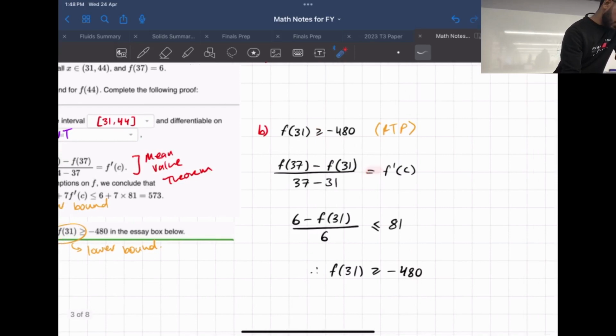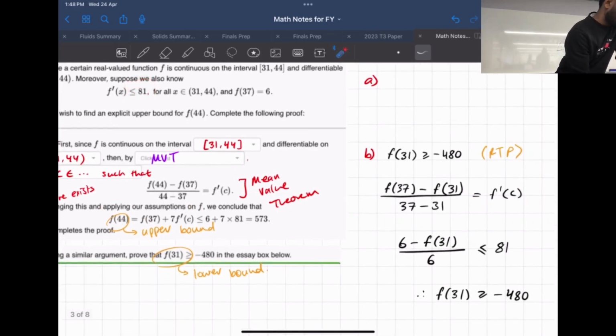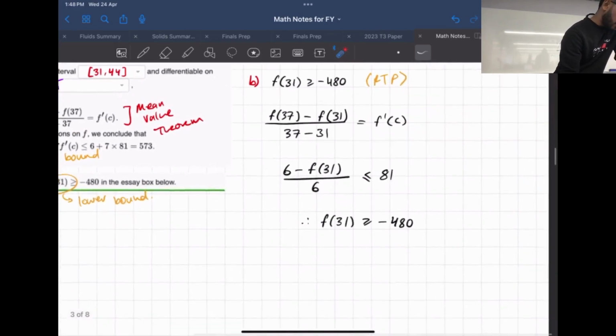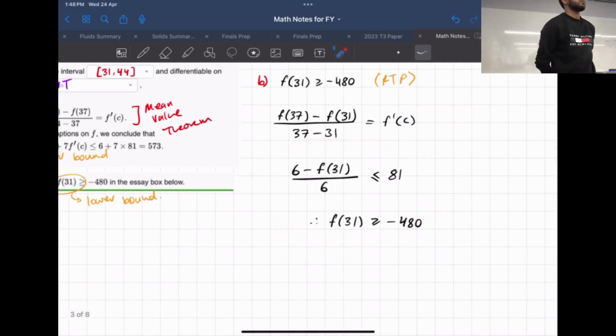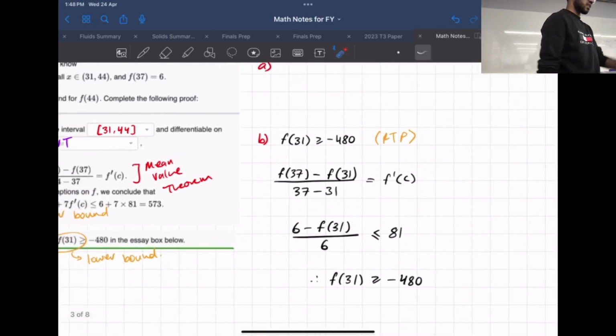This is equal to f dash of c, but we already know that this is less than or equal to 81, right? From what we have here. And then we're just going to have to rearrange for f of 31, and you get minus 4, greater than or equal to minus 480. These are for the values that I got. I'm not sure what values you guys got, so you guys are going to have to follow the steps and try plugging the numbers. So I'm trying my best to explain the steps, I guess.